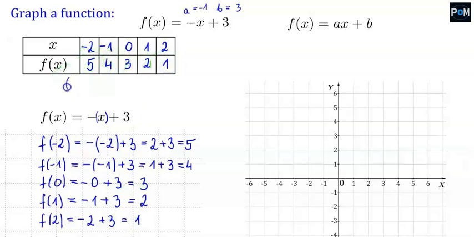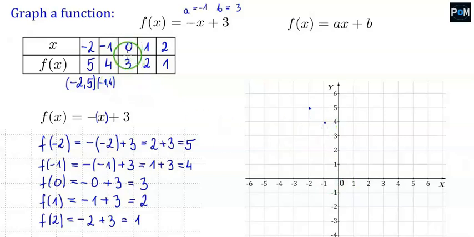The first point from this table will be the point negative 2, 5. Negative 2, 5 means from the origin, we move 2 to the left, then up 5. This is the first point. The second point is the point with coordinates negative 1 and 4. Negative 1 says go left, and 4 says go up. 1 to the left, 4 up.